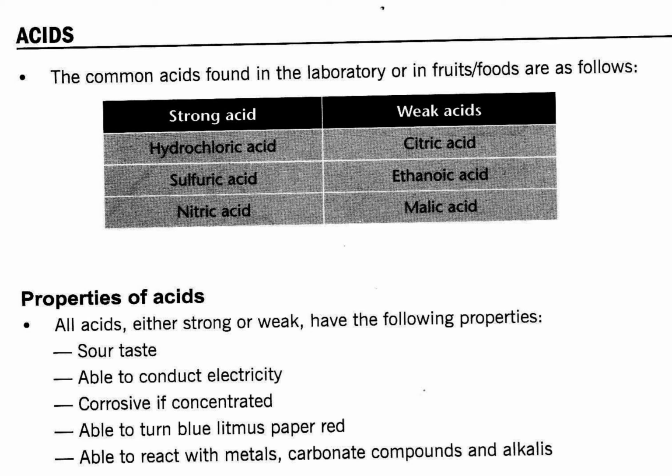Today we are going to learn about acids and bases. Acids first. There are three types of strong acids we need to know. The first one is hydrochloric acid with the chemical formula HCl. The second one is sulfuric acid with the chemical formula H2SO4. The third strong acid is nitric acid, chemical formula HNO3.